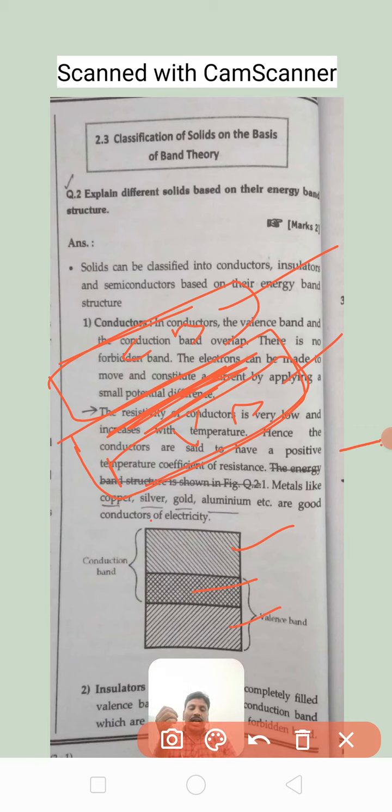Whenever we give some external energy to that material, we can simply move the electrons from the valence band to the conduction band, because there is no gap, the forbidden gap is almost zero. And this is the definition of valency band, conduction band and forbidden energy gap. Okay, clear? Now let us move to the next.